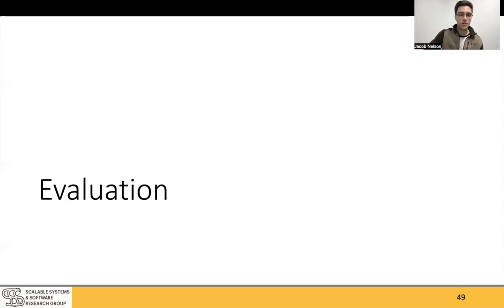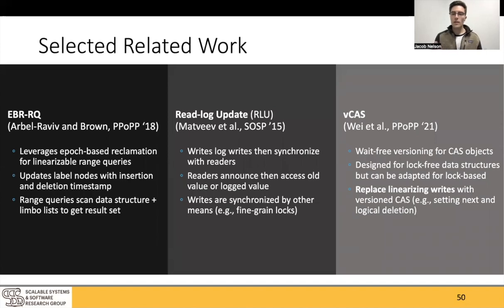the necessary nodes. In our evaluation, we compare ourselves to three important works. The first we call EBR-RQ, which is a recent technique based off of epoch-based memory reclamation, in which updates are going to label nodes with their insertion and deletion timestamps, and a range query is going to walk the data structure, collecting its result set, and then it's going to scan the limbo lists in order to finalize that result set. So we can classify this particular strategy as a fix-up strategy.